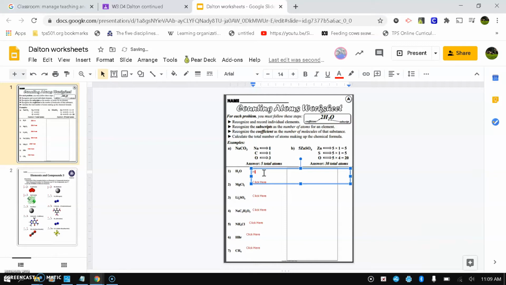So we have H, how many do we have? 2. O, how many do we have? 1. Now, if you notice that I have a capital letter, that tells us the new element. Our total is going to be 3. So 2 plus 1 equals 3.